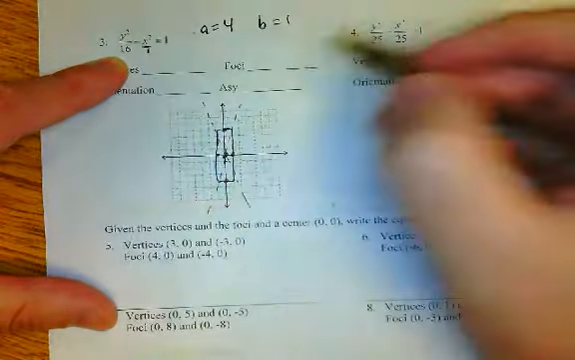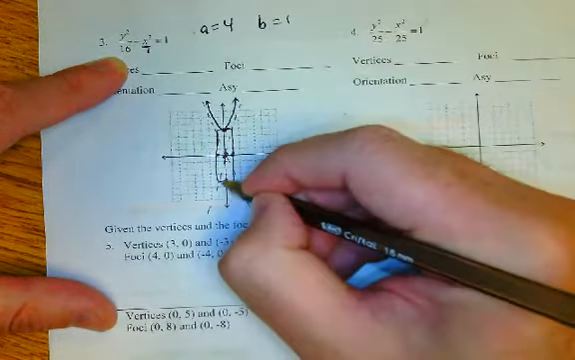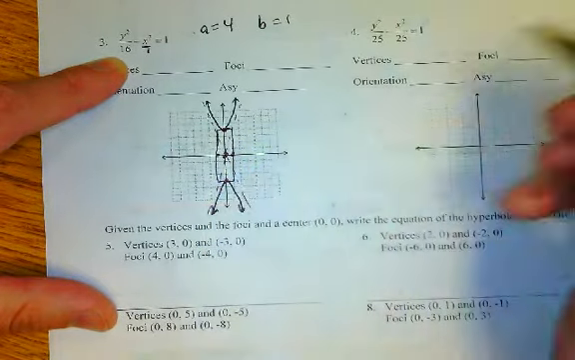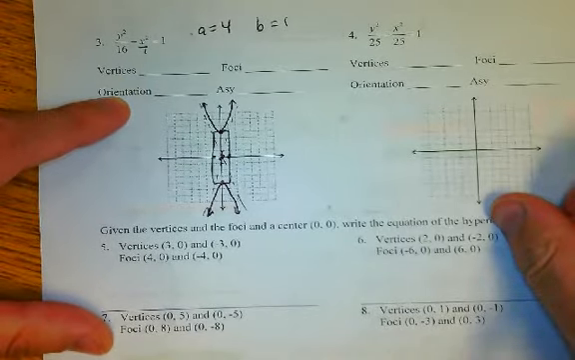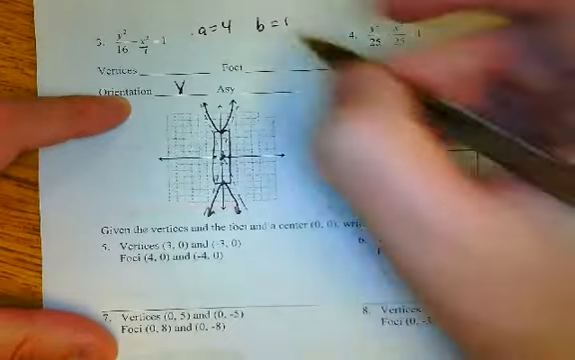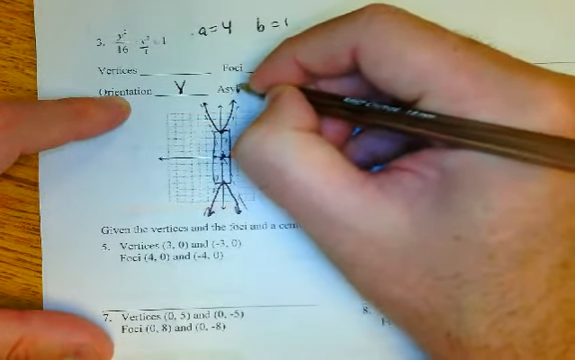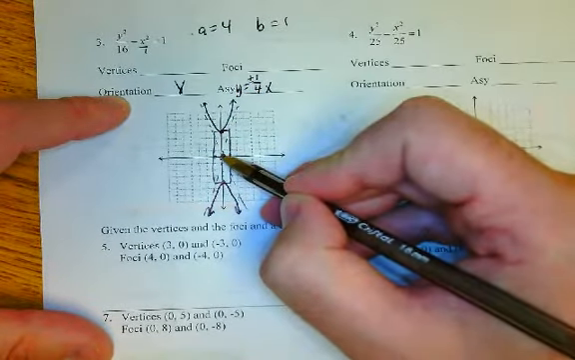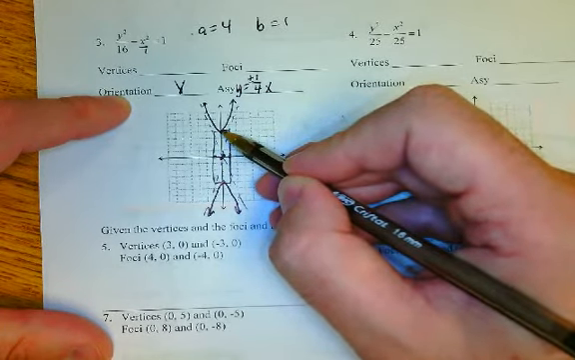And since it opens in the Y direction, I have my hyperbola going this way. Try to make it a smooth curve as best you can. So that would be my graph, and I would just write down my vertices. Orientation this time is vertical. The asymptotes would be, let's see, B over A, 1 over 4. Y equals plus and minus 1 over 4x, so I go up 1, 2, 3, 4 over 1.